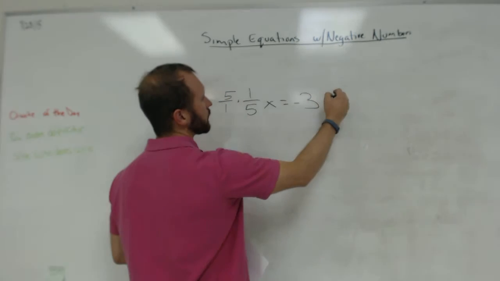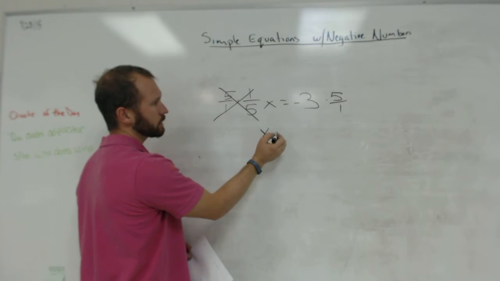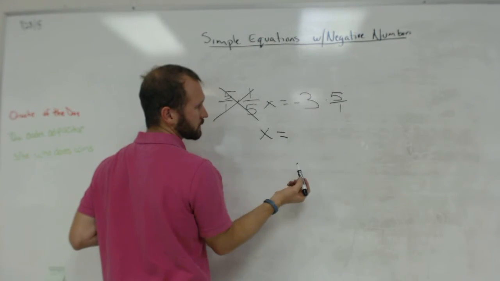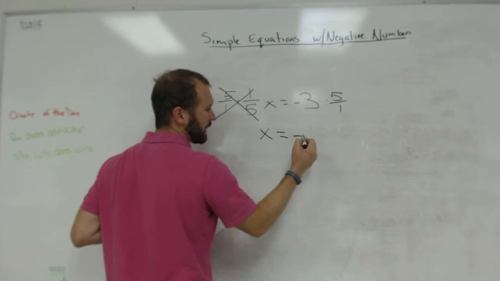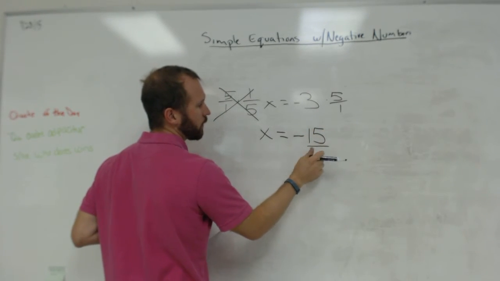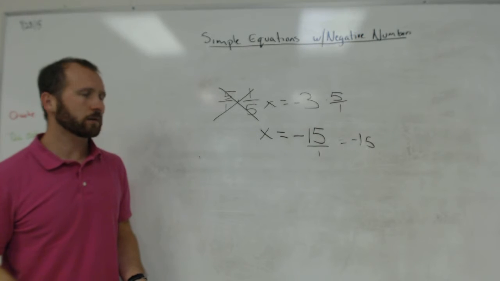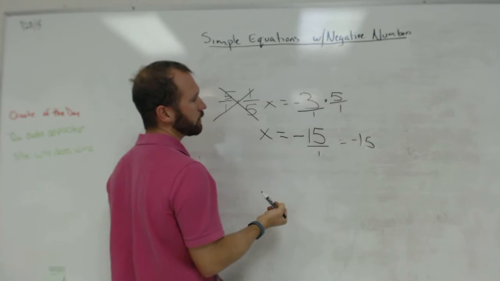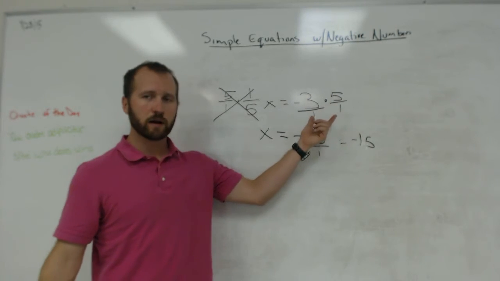If I do that on this side, I have to do it on this side. Over here, this all cancels and I just have x. Over here I have negative 3 times 5 over 1, which I can sort of ignore. So I have negative times a positive is a negative. 3 times 5 is 15. So negative 15 over 1, which is just negative 15. You can think of this, if it helps you, as negative 3 over 1 times 5 over 1. It's whatever strategy you learned for multiplying fractions.